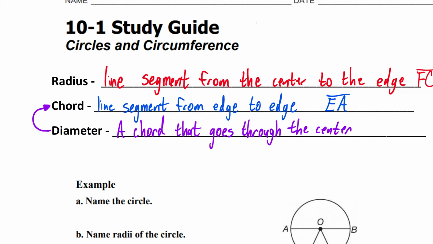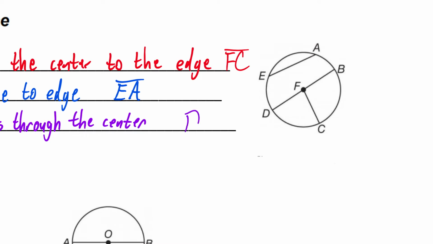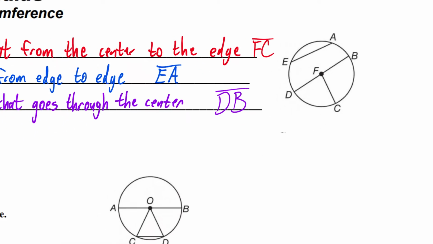So every diameter is a chord, but not all chords are diameters. Every diameter is a chord. So up here, there's only one diameter. What is it? It is DB. By the way, it does not matter the way you write the letters. If you were to write BD on that, that'd be fine also. It does not matter the order.